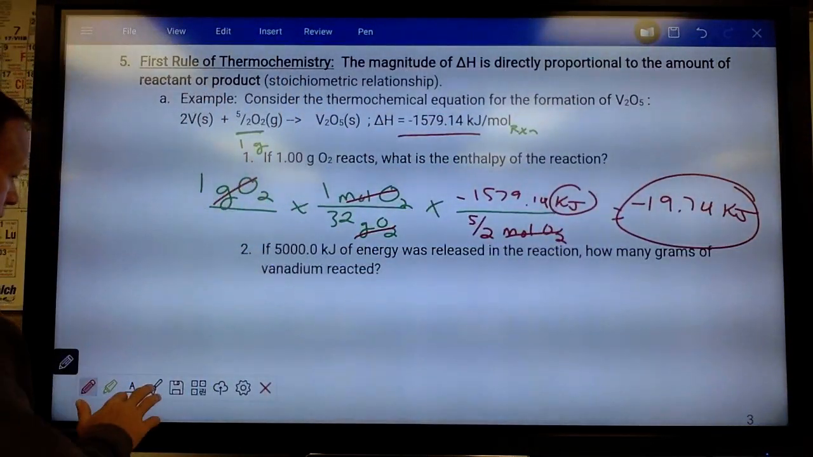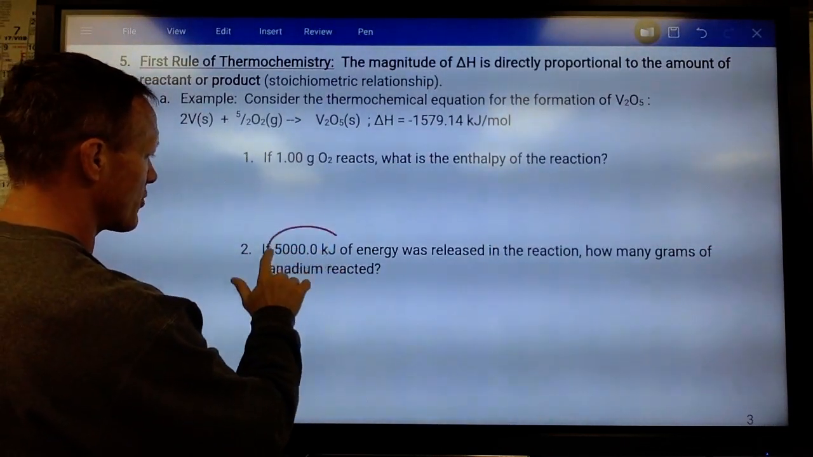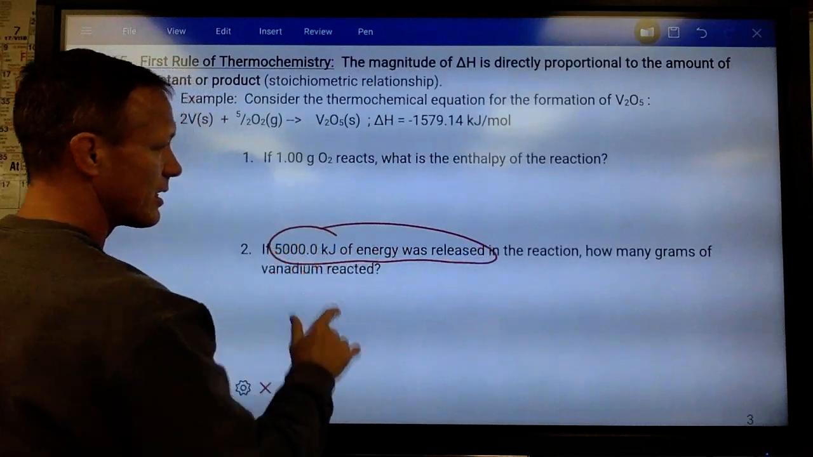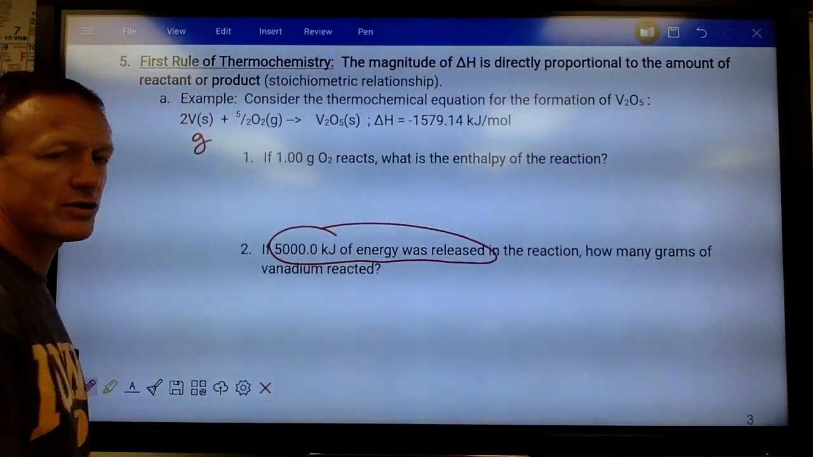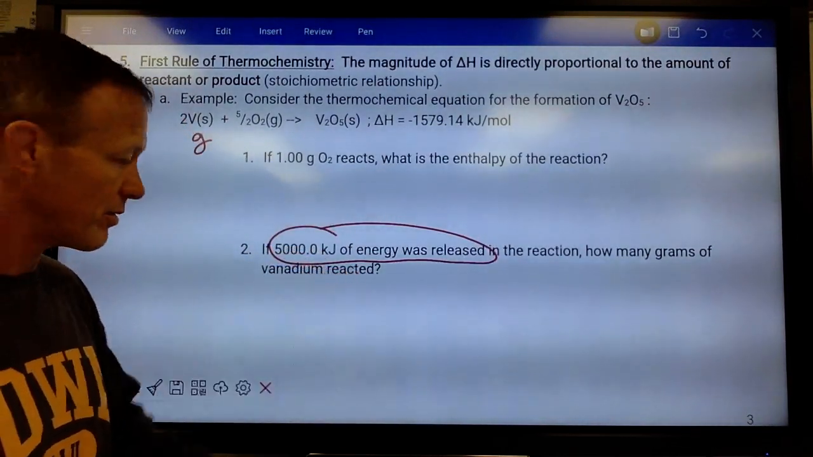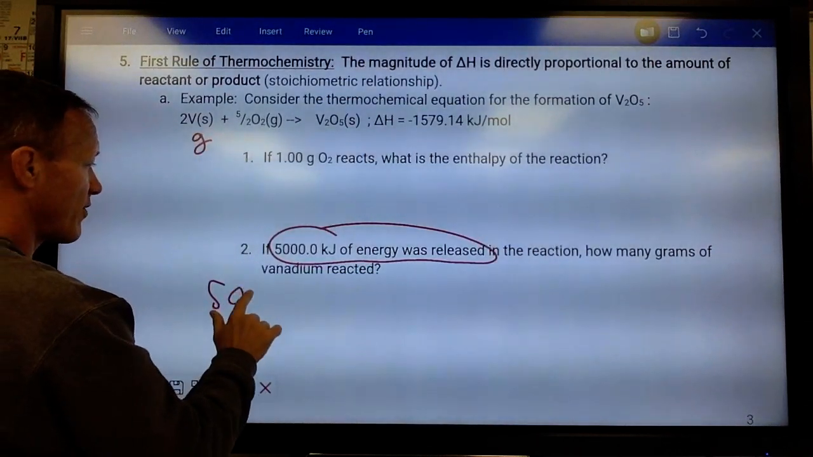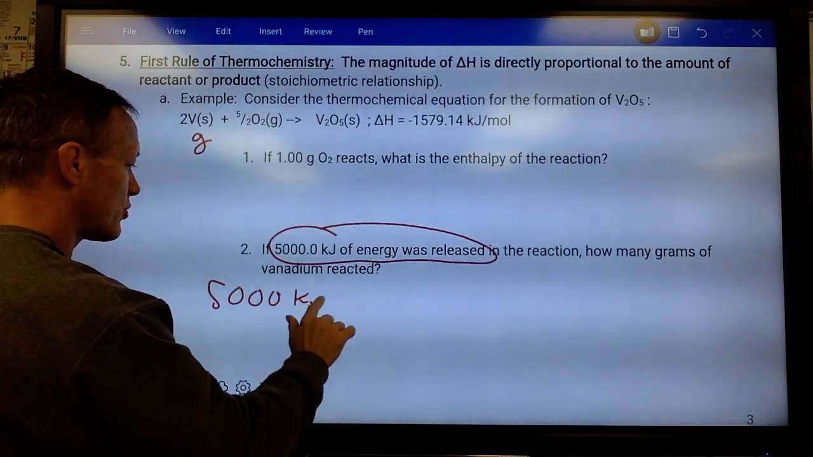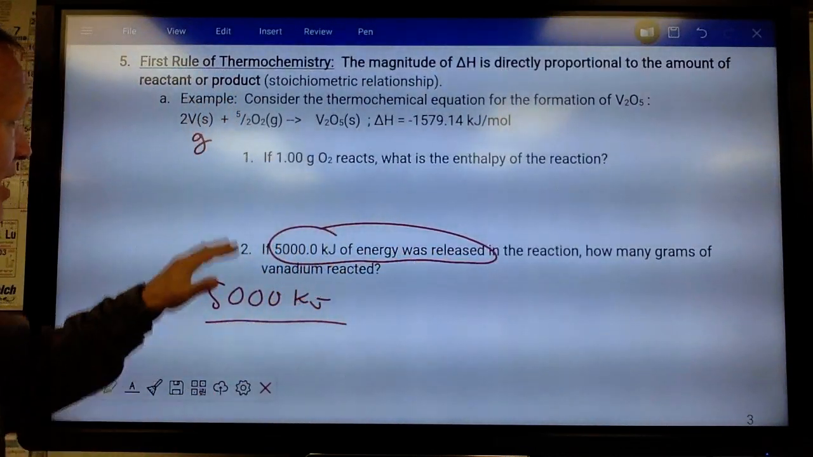Let's do one more problem here. This time they're saying 5,000 kilojoules of energy was released. How many grams of vanadium reacted? So we're trying to get to grams of that. How many grams of this do we have to burn to make that much heat be released? So we'll start with this. We're trying to finish with grams. Start with 5,000 kilojoules, which technically would be negative because it's being released. But we can't have negative grams at the end.